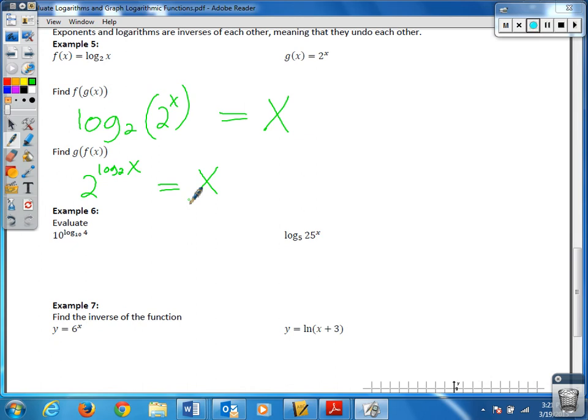Example 6, we'll try a couple of these with actual numbers. So 10 to the log base 10 of 4. Well, this is an exponent with a base of 10 and a logarithm with base of 10, so the bases cancel out and we're just left with 4.